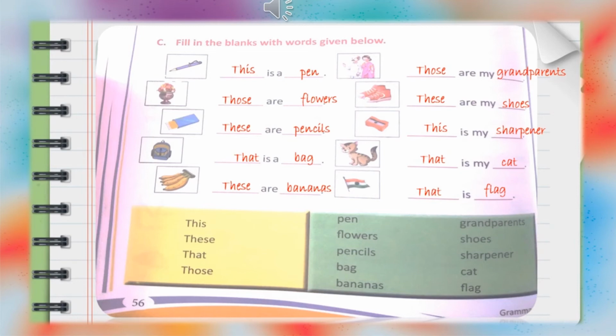This is my sharpener. That is my cat. We have used that because cat is away from us. That is a flag. Here flag is singular in number but away from us, so we have used that. Like this you have to complete this exercise in your English grammar book on page number 56.